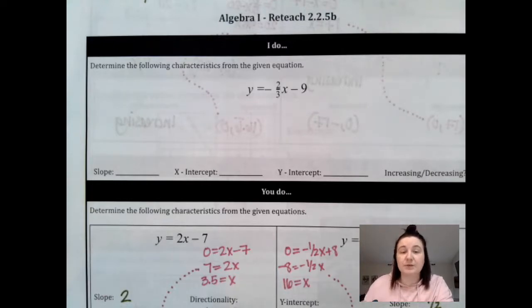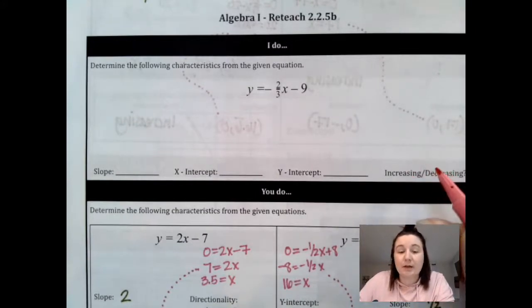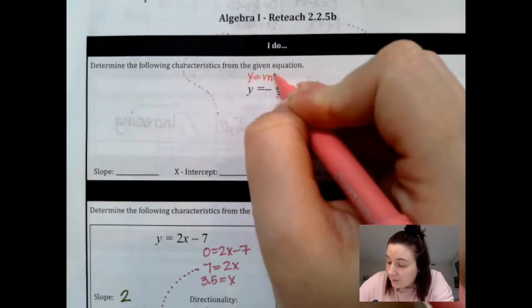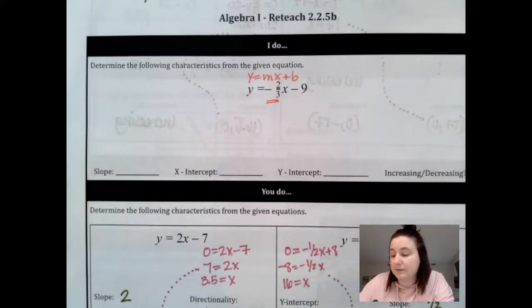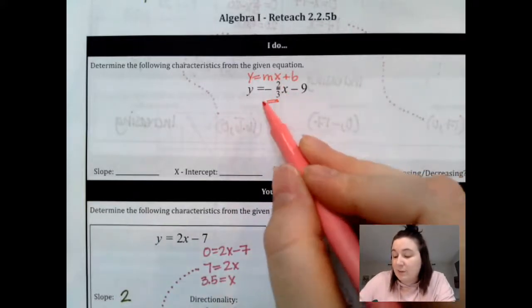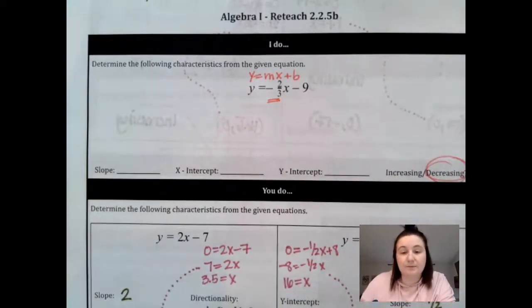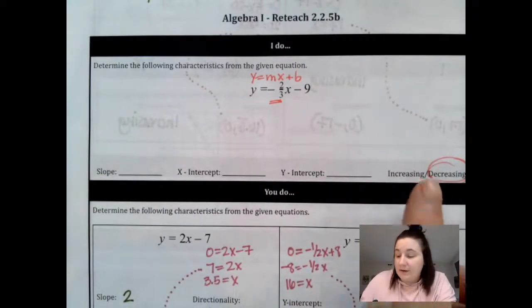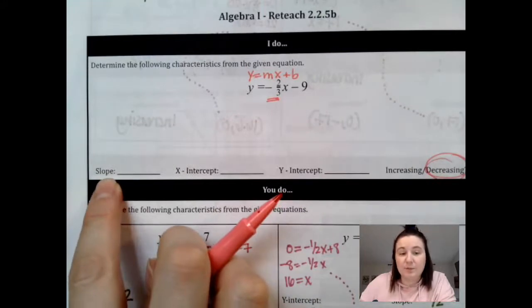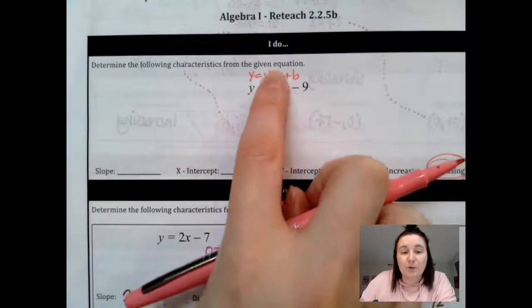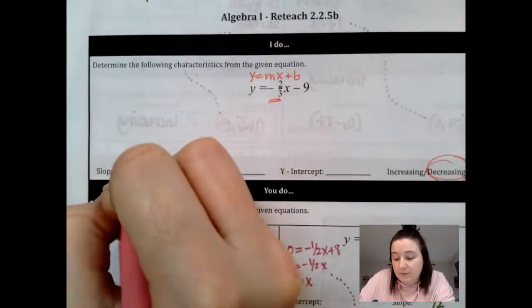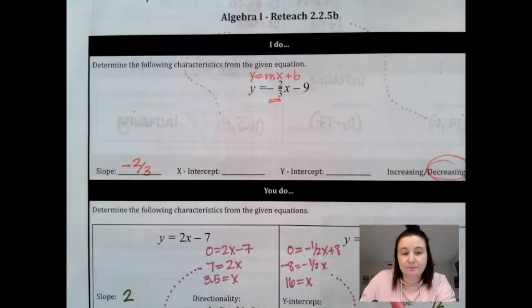The first thing that I always do is determine whether the line is increasing or decreasing, because all I have to do is look at my m, my slope. If I write y equals mx plus b, I can see that my m is negative 2/3. And so if my slope is negative, my line is decreasing. Then I'll pop over to wherever the slope is, because those things go together. So the negative sign told me that it's decreasing, and then this whole thing, all of m, is the slope. So my slope is negative 2/3.